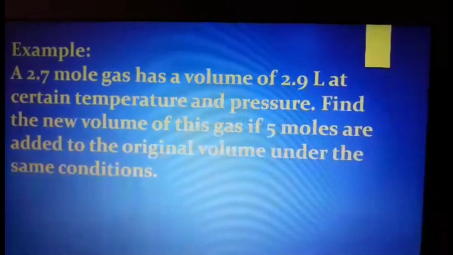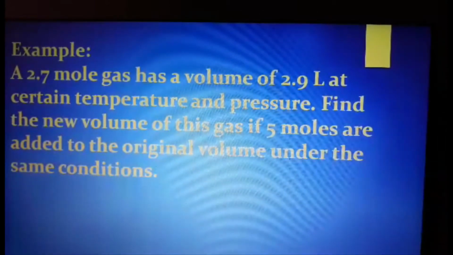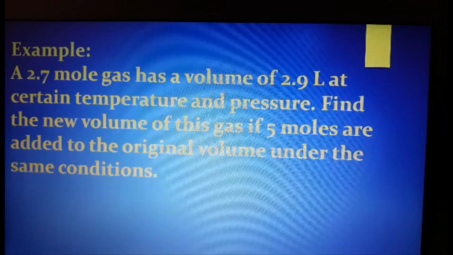Let us try to see a sample problem. A 2.7 mole gas has a volume of 2.9 liters at a certain temperature and pressure. Find the new volume of this gas if 5 moles are added to the original amount under the same condition. So let us try to see what will happen to the new volume.